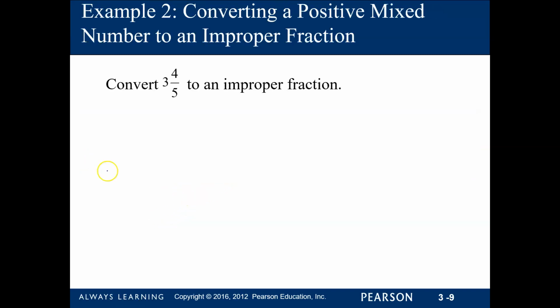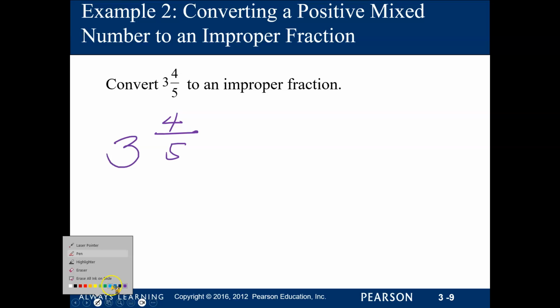So when we have a mixed number, let's say we have 3 and 4/5, always remember, when we are doing the conversion into an improper fraction, we multiply the denominator and the whole number. So we will have 3 times 5, which is 15.